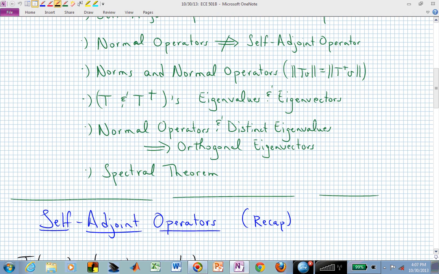Basically, can you diagonalize operators? Or can the matrix representations of these maps be represented as diagonal matrices? And it depends on whether we're dealing with complex inner product spaces or real inner product spaces, and so we have to look at those differently.